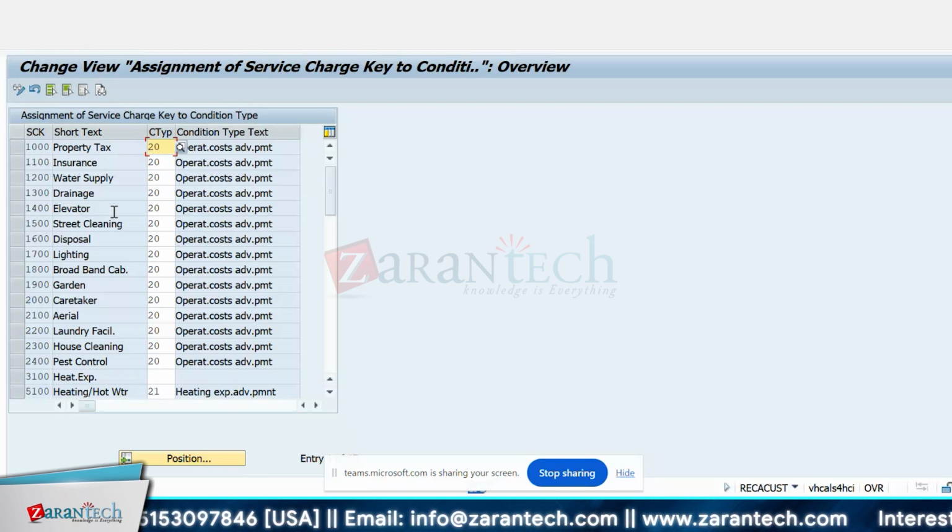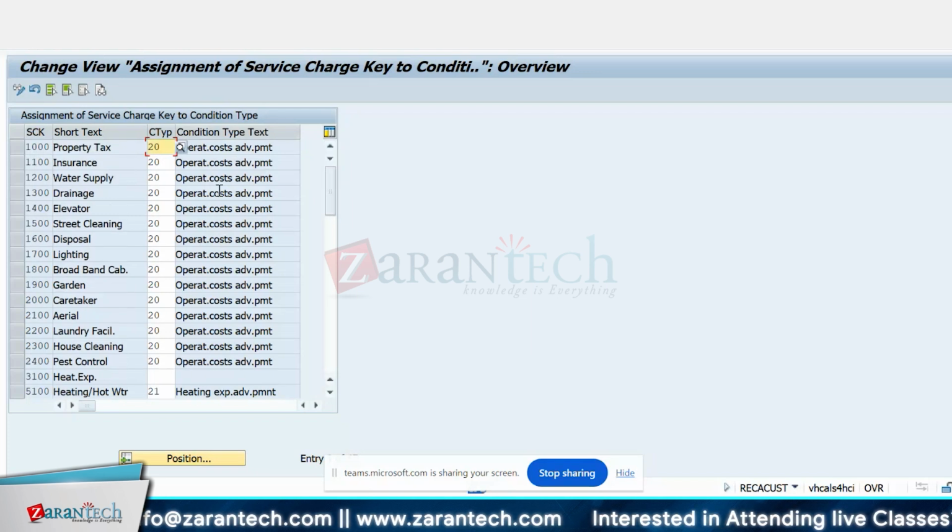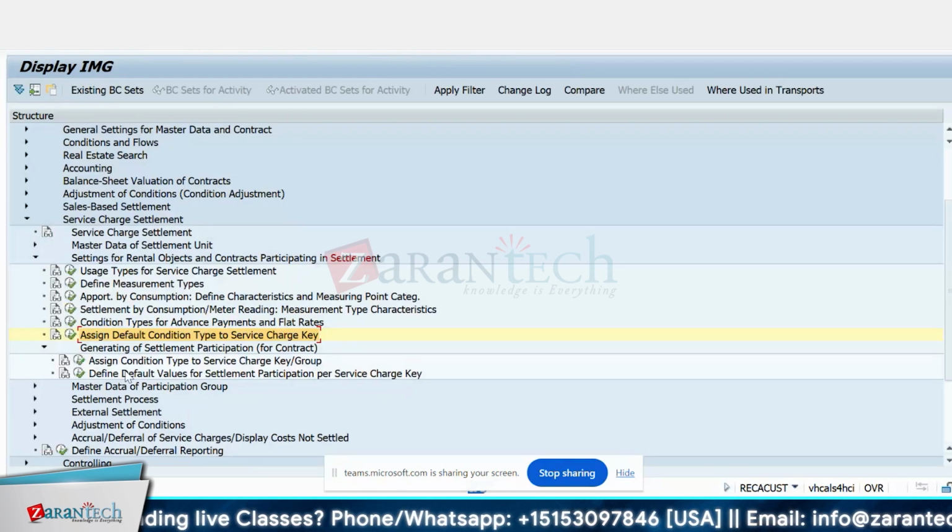Apart from that, you have assignment of service charge key to your condition. So this is the important part, because unless and until you assign your service charge key to your condition type, those particular service charge settlements will not appear. Okay. So always make sure whenever you have configured any service charge key, you assign it to your condition type. Assign condition type to service charge key or grouping.